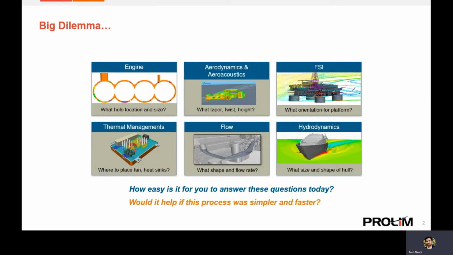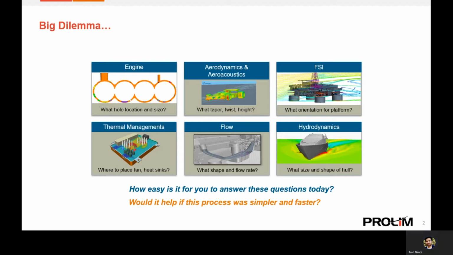So let's take examples of different industries. Like if you look at the automotive industry, specifically the engine team. If you ask any engineer to design a gasket, he will have a question in his mind: what hole location and what size of the hole do I have to consider? Then the same thing goes with the aerodynamics team as well. To get the best aerodynamic performing design, what taper, what twist angle, or what height do I have to consider to get the best aerodynamic performance out of this design?